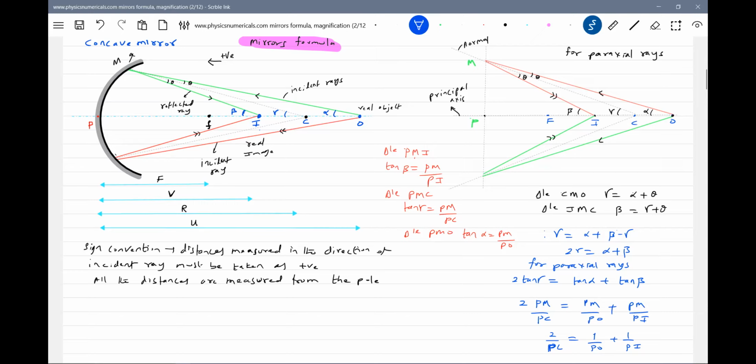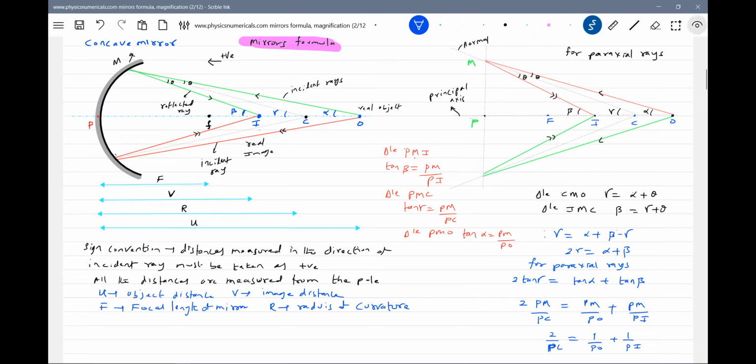Let me define them. This is the first time, no? Okay, let me clearly give all the information. What is F? F will be focal length. What about R? R is called the radius of curvature.